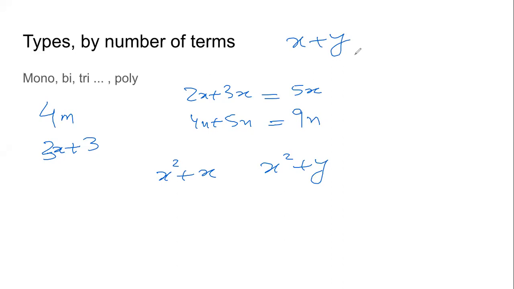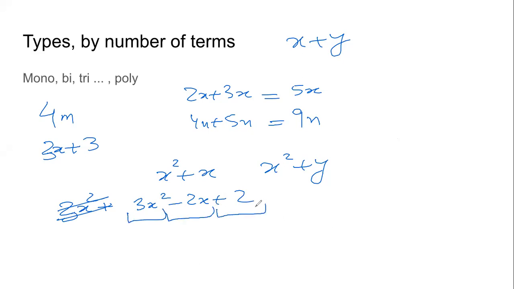Now give me an example of a trinomial. Alfia again gave the example. Alfia is saying 3x square minus 2x plus 2. Yes, it is a trinomial. First term, second term, third term. We cannot reduce it any further. Monomial, binomial, trinomial, polynomial. Poly means many, nomial means terms, so multiple terms. This polynomial, this algebraic expression has.